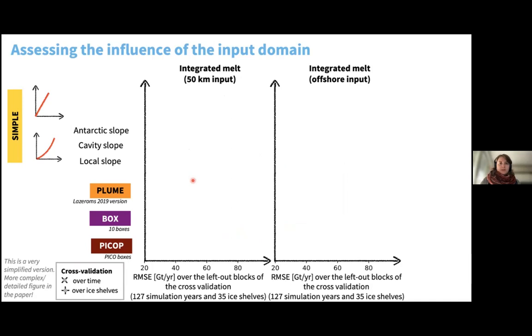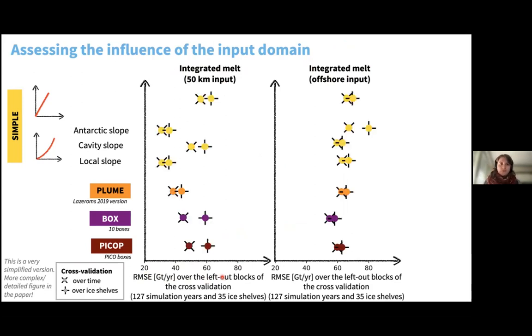And so what we look at here is, again, the integrated melt. So it was the value that was used also for tuning. And what we will see is the root mean squared error over the left-out blocks of the cross-validation. So every time this one block that was not used during tuning, and which is therefore like our synthetically independent data set to evaluate the tuning. So here are the results.